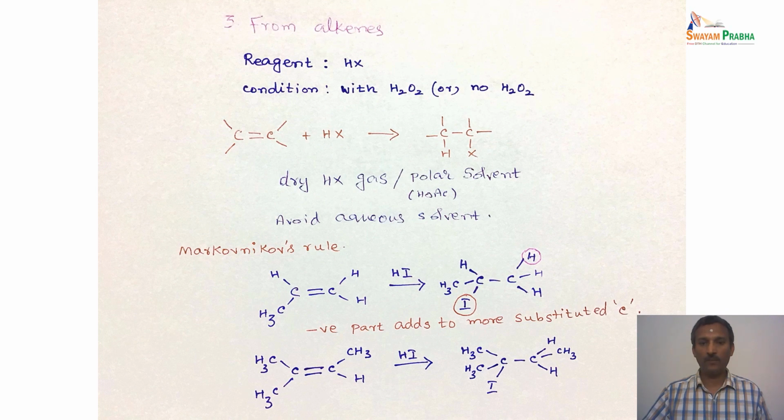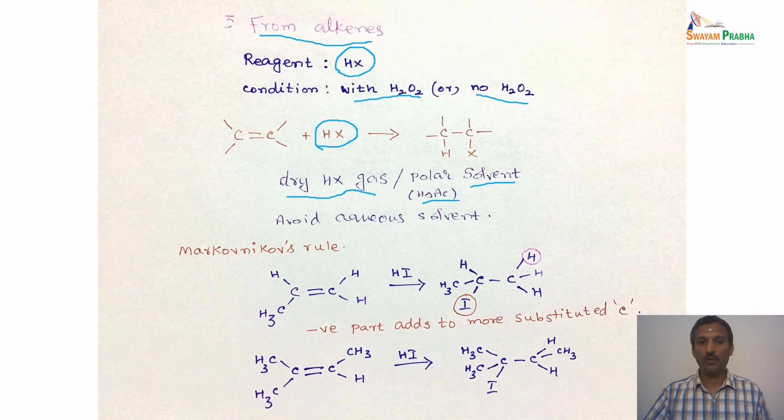Alkyl halides can be prepared from alkenes. So the reagent used is basically HX, and the conditions used are either with hydrogen peroxide or without hydrogen peroxide. The hydrogen halide adds across the double bond to give the alkyl halide. Generally, the reagent HX is used as a gas, that is, a dry hydrogen halide gas in a protic solvent, preferably acetic acid. We need to avoid aqueous solvents for this reaction because use of water basically produces an alcohol.